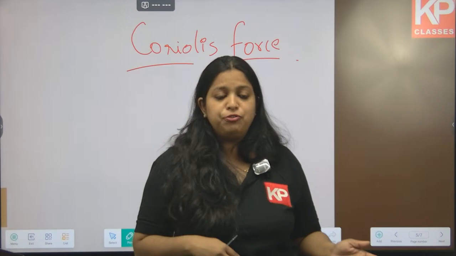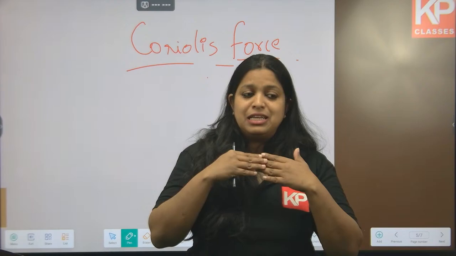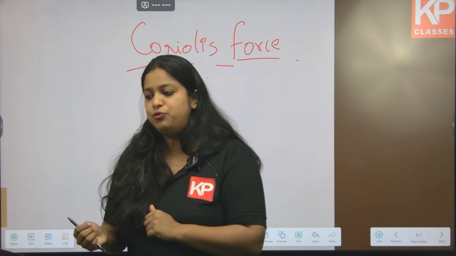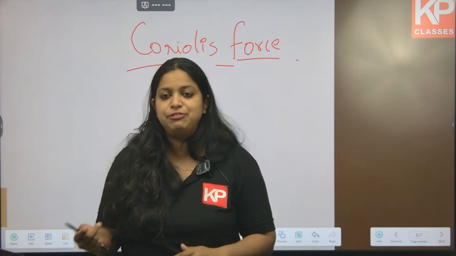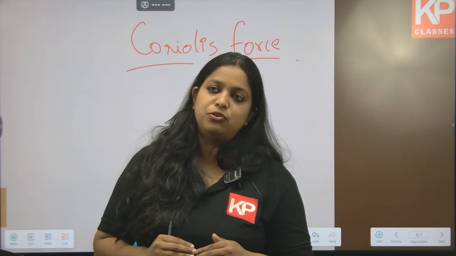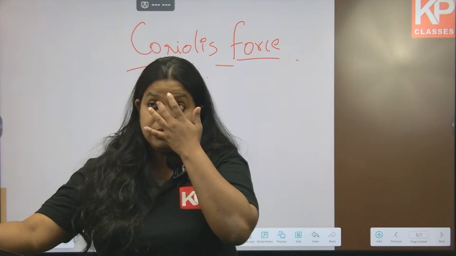Once the wind starts to blow, once the air molecules start to move, it will be affected by the Coriolis force, and it will cause the wind to bend to the right if it is in the northern hemisphere, and to the left if it is in the southern hemisphere. The effect of Coriolis force is zero at the equator. It is maximum at the poles. So these are the things that we have defined.